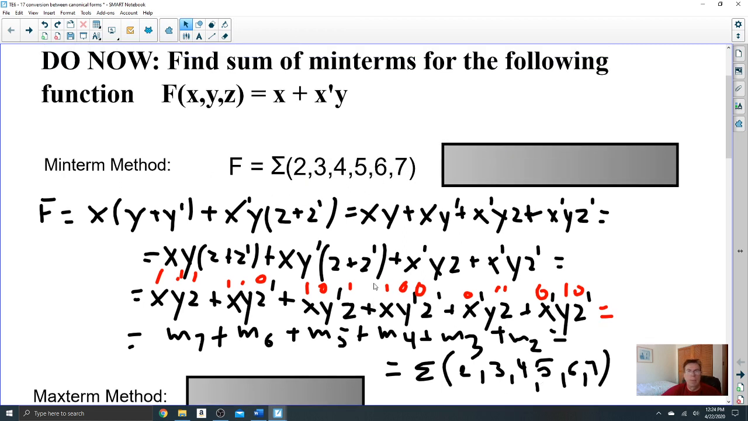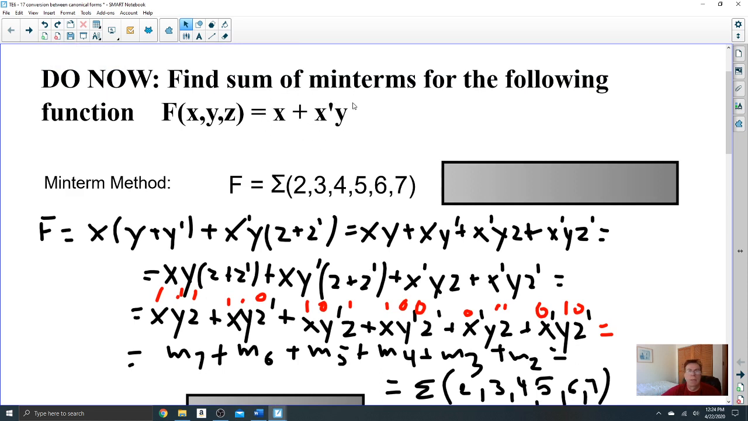Here we go. That means this function, x plus x prime y, can be expressed in this format. This format is called algebraic format, and this one is canonical format, sum of minterms. The algebraic format is used when we build a circuit using basic gates like AND gate, OR gate, NAND gate, inverter. We need this format because we need the relationship between variables.